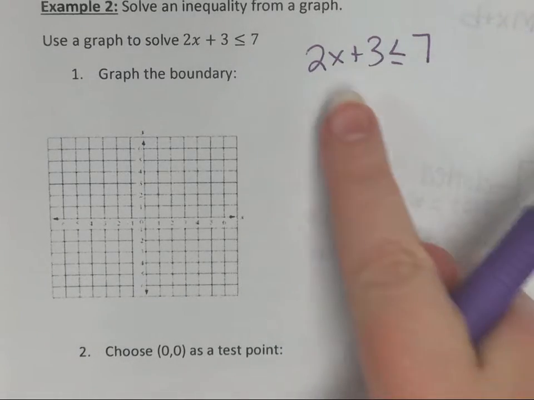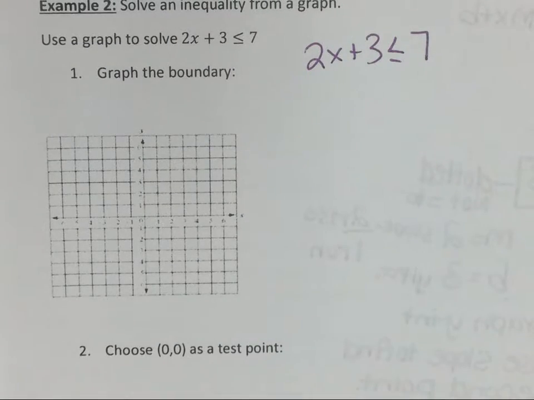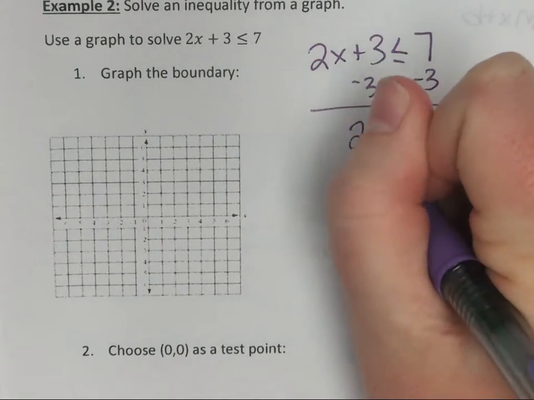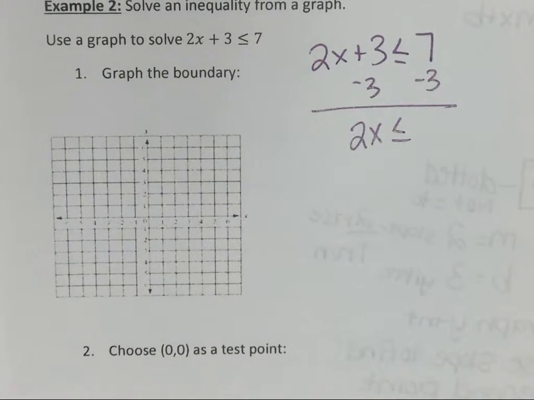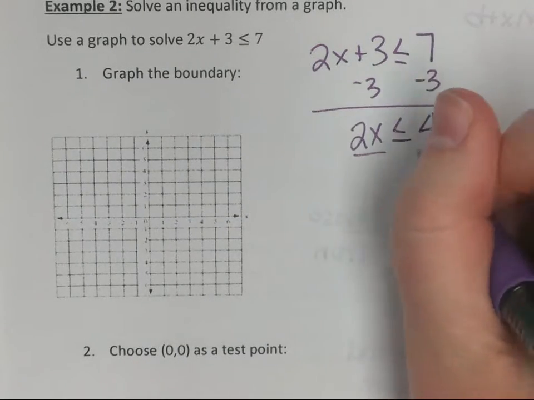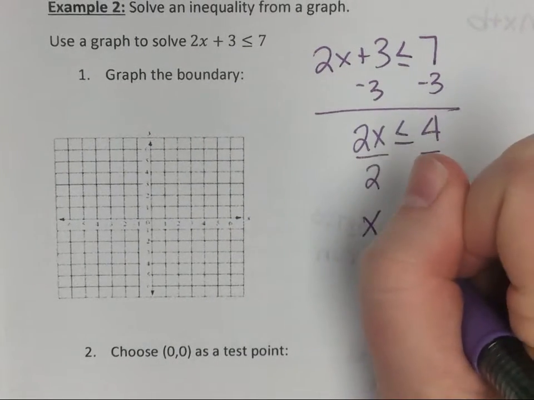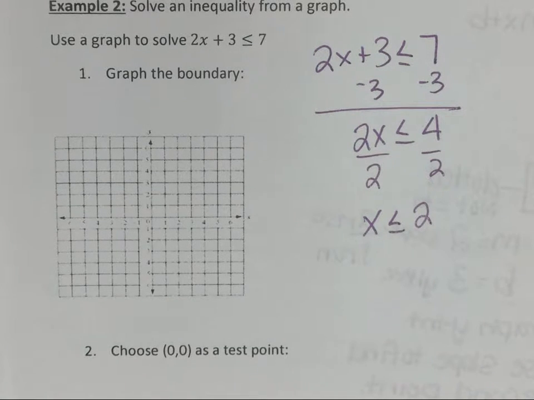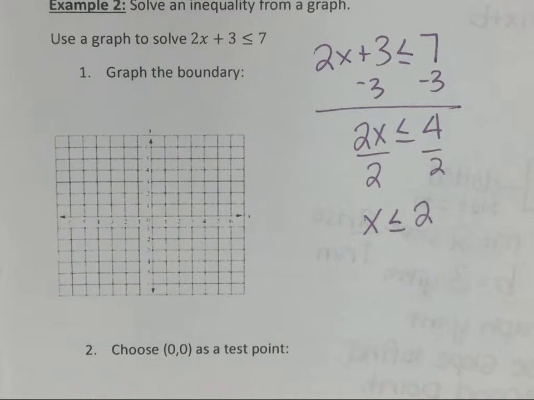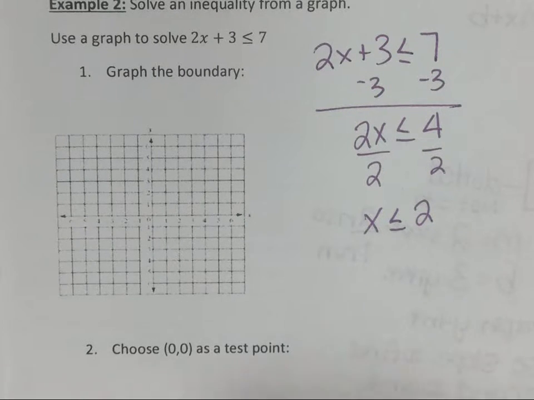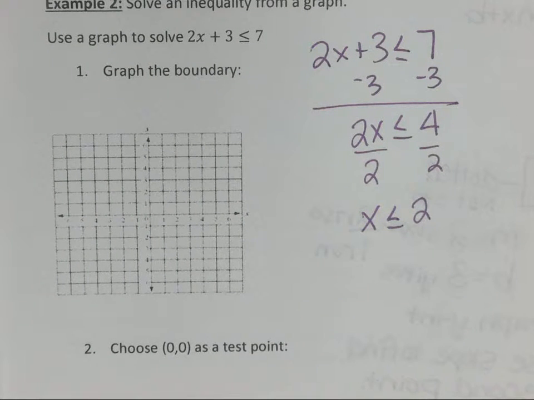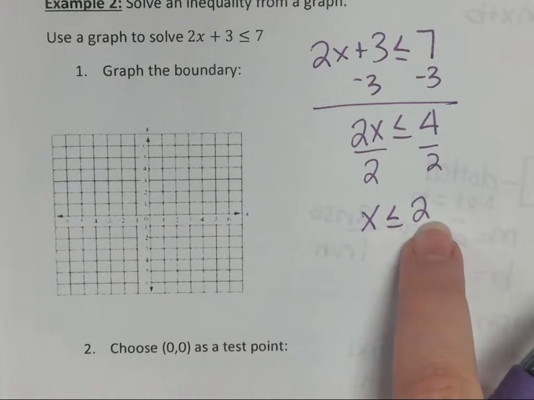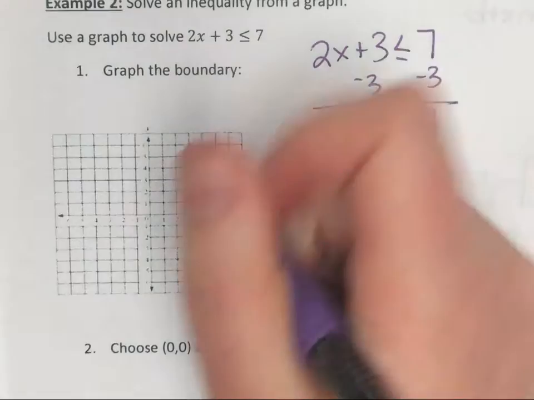Okay, so let's solve this for x. How do I get x by itself? Subtract the 3. 2x is less than or equal to what? 4. Divide by 2. X is less than or equal to 2. If x is less than or equal to 2, where am I going to put a point at 2? Right there on the x-axis, because this time we are dealing with x only. So put a point at 2.